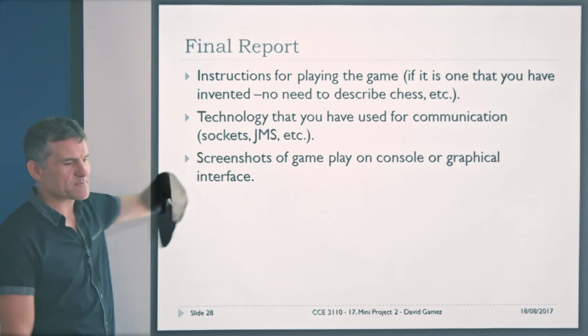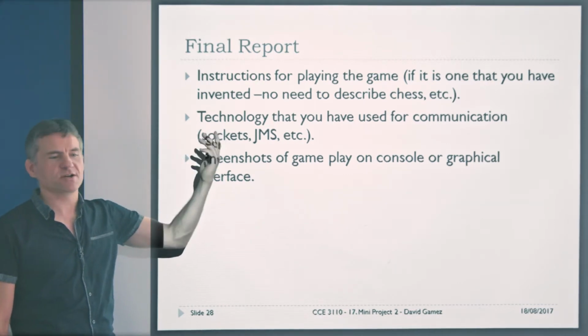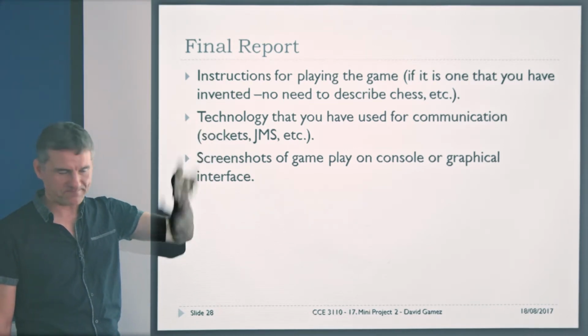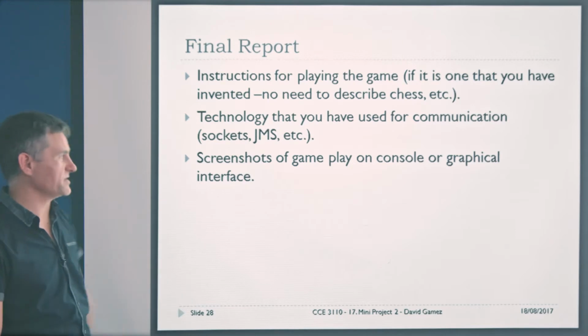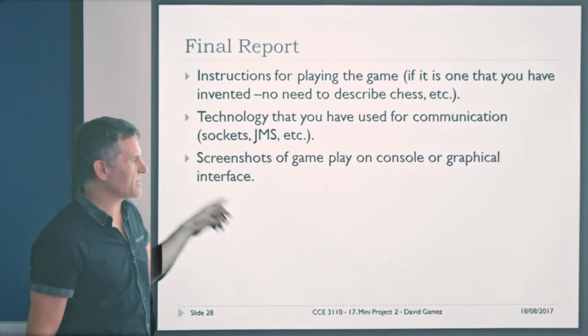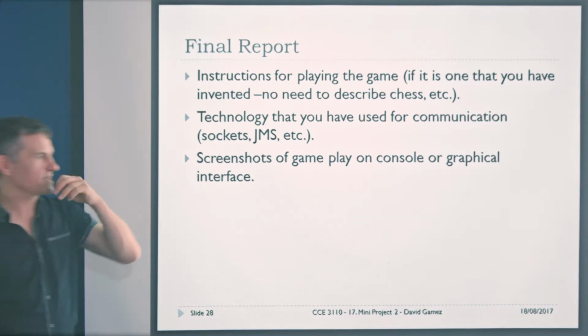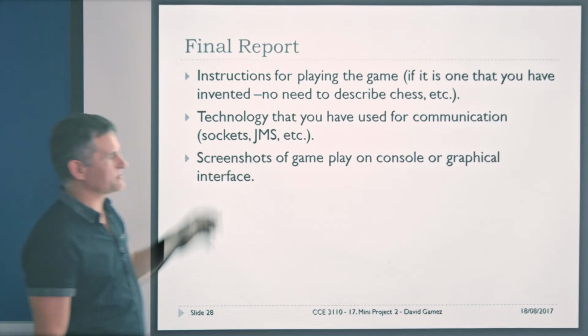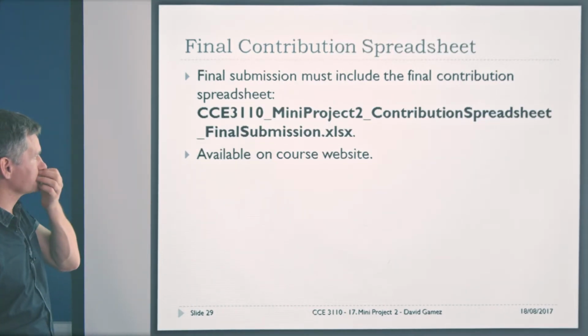Just a general point, I'm asking you to design your protocols for the game by week 20, but you're welcome to change and adjust them if you need to when you're producing the final version. You won't be penalized for that. And I want some screenshots of the gameplay on the console, if it's a console-based game, if you're just typing in the command line or whatever, or if it's a graphical interface, please include some screenshots of the graphical interface.